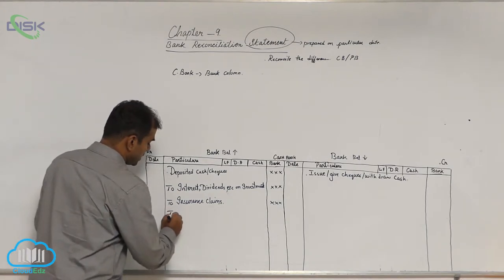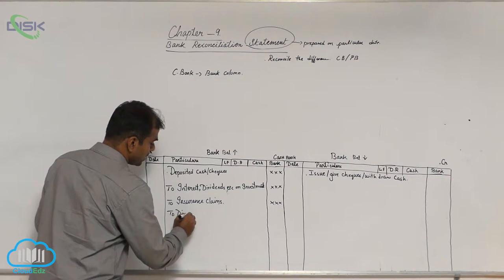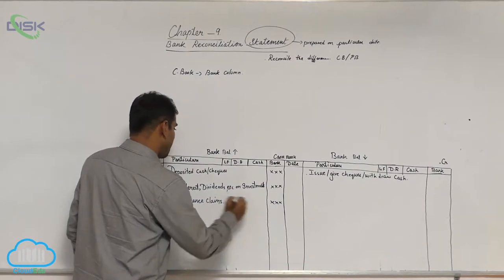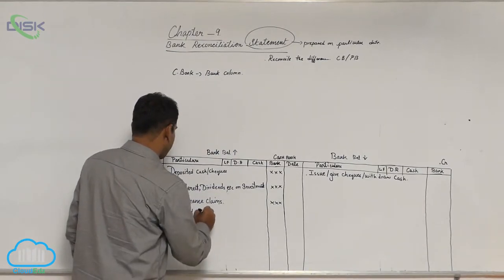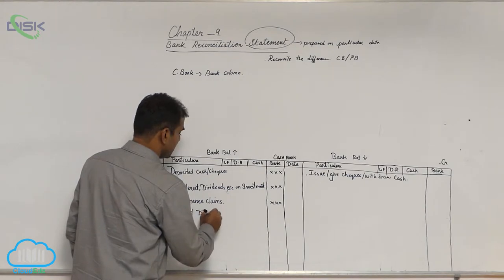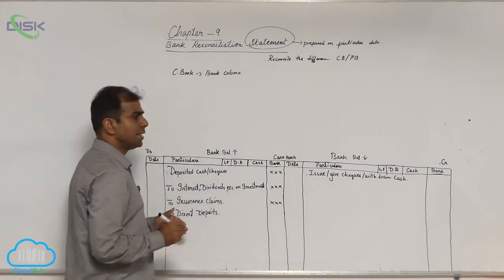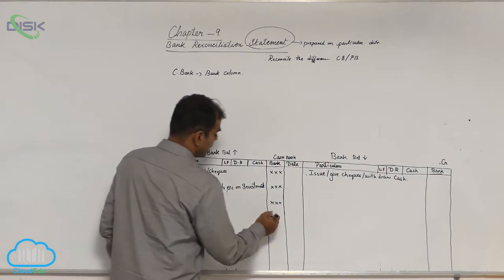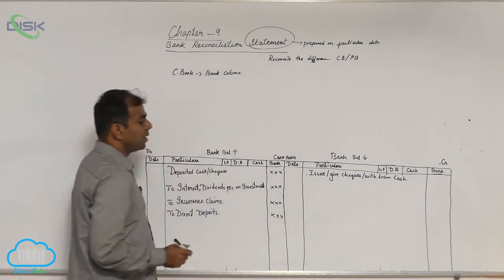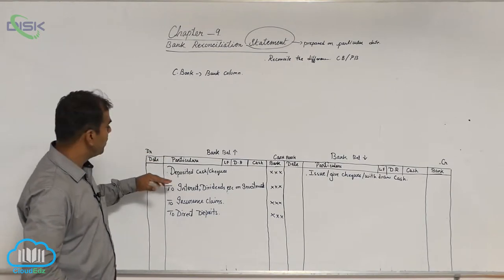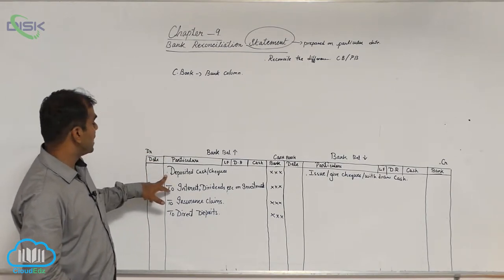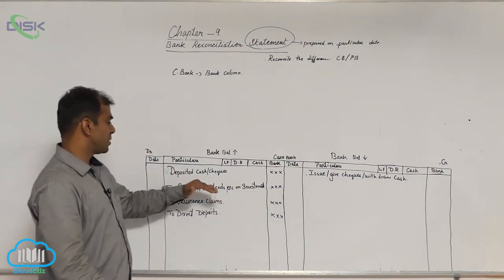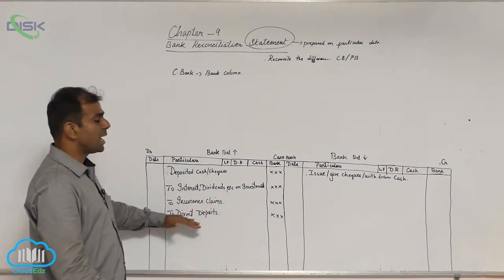So you can say these transactions you record on the debit side of your cash book in the bank column. So I'll write "to direct deposits", etc. These are some of the transactions which you record in your cash book on the debit side in the bank column. Now, one important thing you observe here: I have used the transactions deposited cash or checks, but for the remaining I just put "to interest on dividends", "to insurance claims", "to direct deposit".